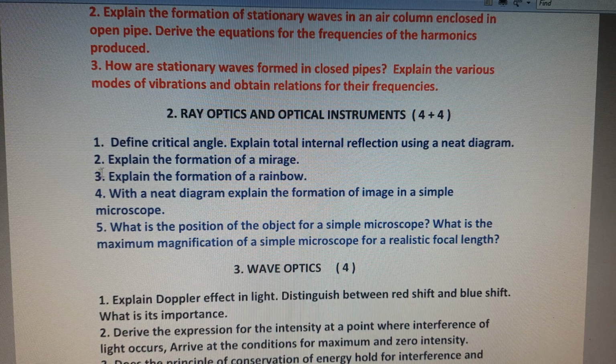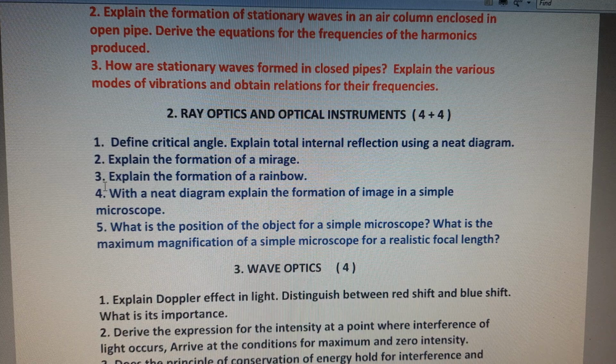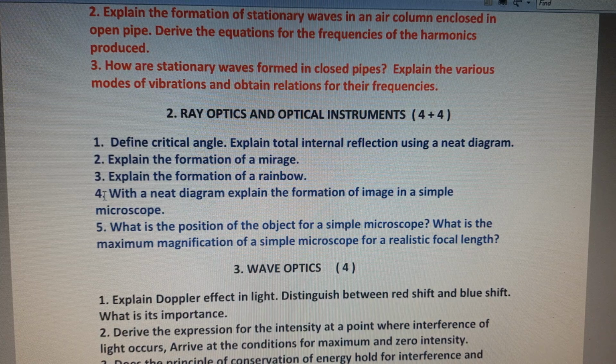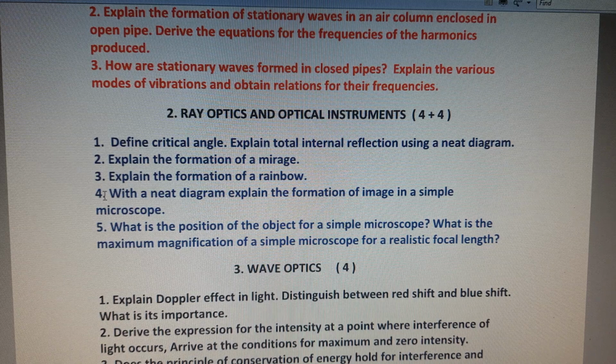neat diagram. And the second 4 marks question is: explain the formation of mirage. And the third 4 marks question is: explain the formation of rainbow. And the fourth one: with a neat diagram, explain the formation of image in a simple microscope. And the fifth one is also related to the simple microscope.